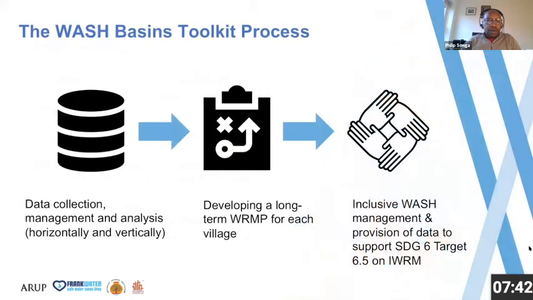So in essence, our project centered around three main processes. One is the process of data collection, management and analysis. And that is both horizontally from one community or NGO to the other, or what we call vertically, which is from the bottom up, from the communities to the NGOs, to the districts, to the states, and feeding into the national. That data then helps you to develop a long-term water resources plan, water resources management plan, or water security plan, as it may be called, for each community or village.